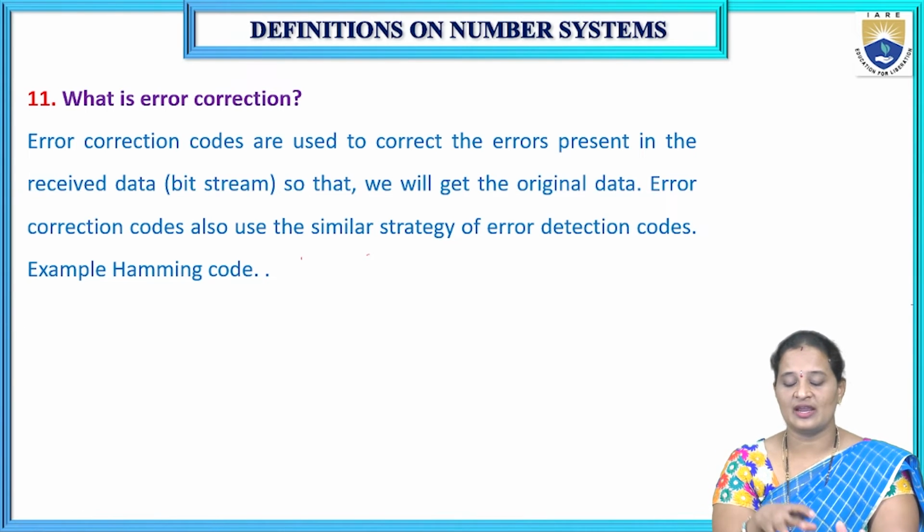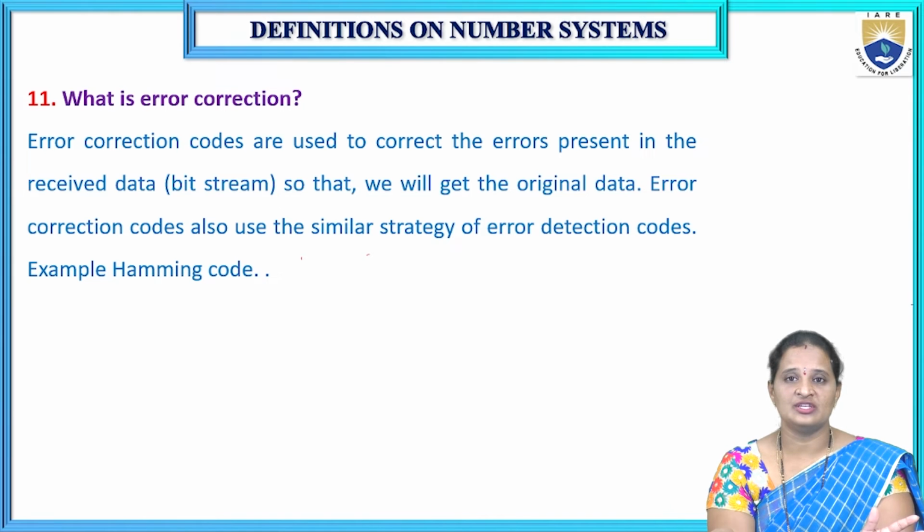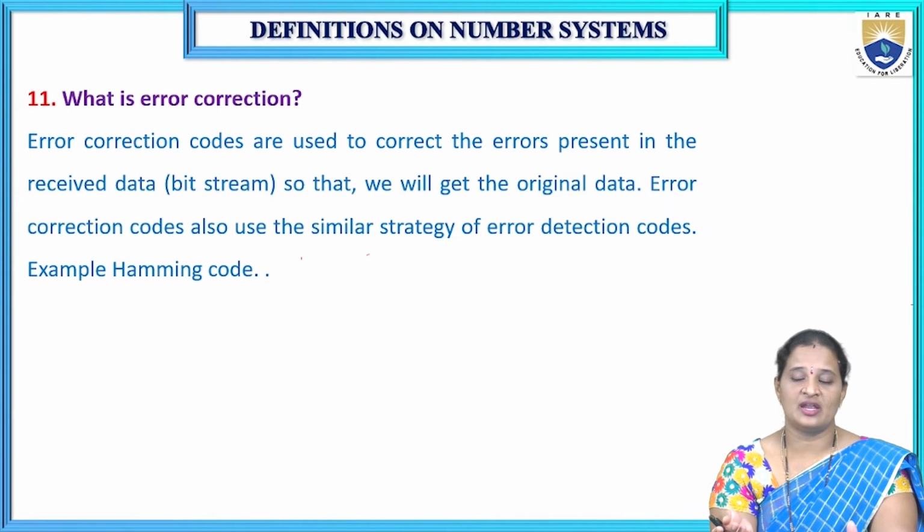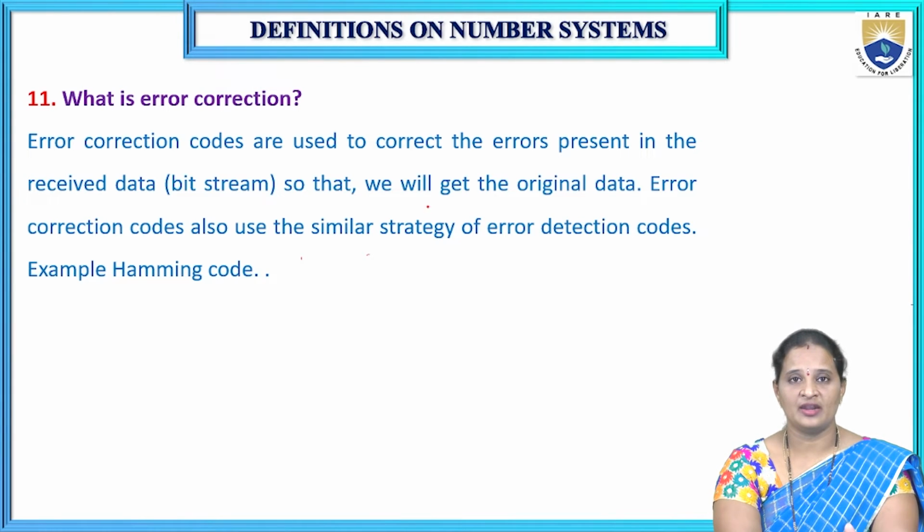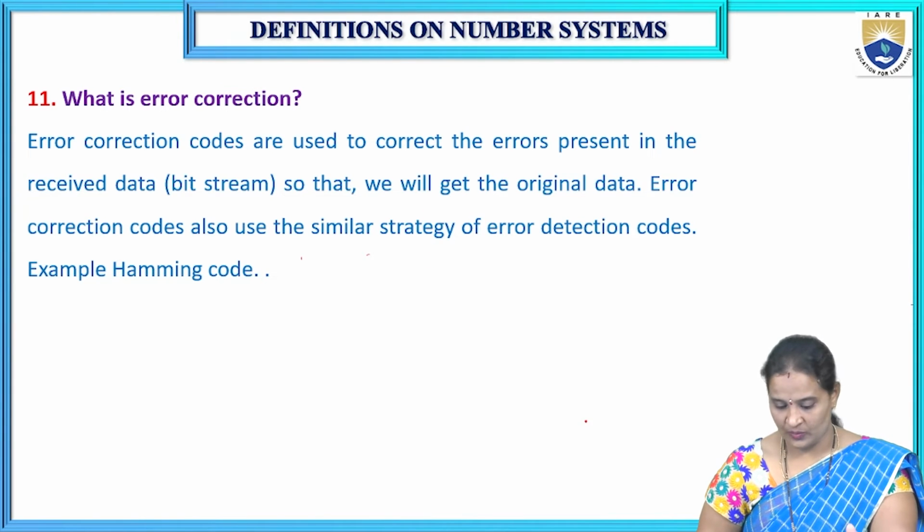The best example of an error correction code is Hamming code. So error correcting codes are the codes that are used to correct the errors present in the received data. Whatever strategy is followed in error detection, the same strategy will be applied in the correction also.